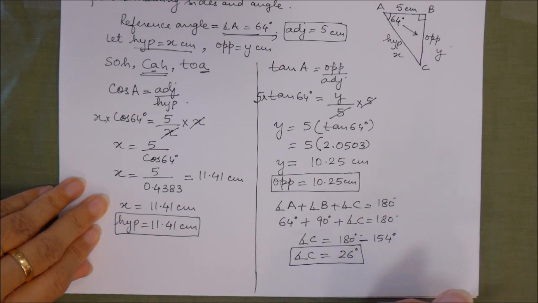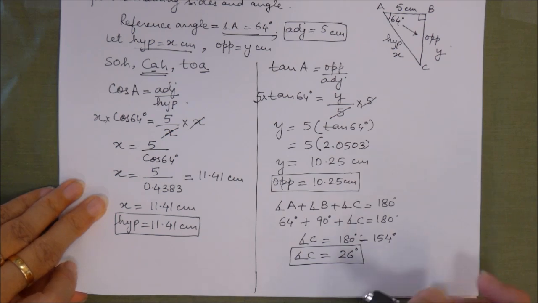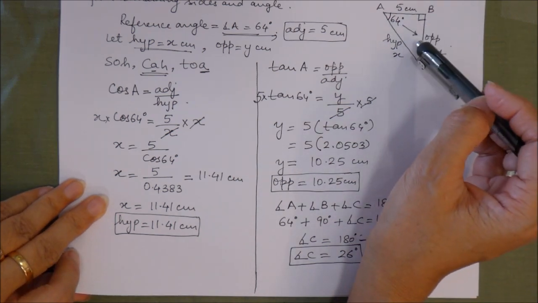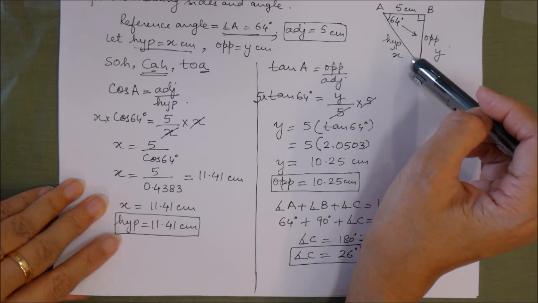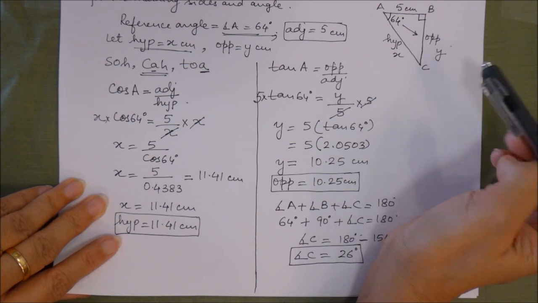So this way you can find out the third angle and also the two sides using the trigonometric ratios. So I will continue this in the next lecture, in which we will be finding out the acute angles of a right triangle when the sides of the right triangle are given.